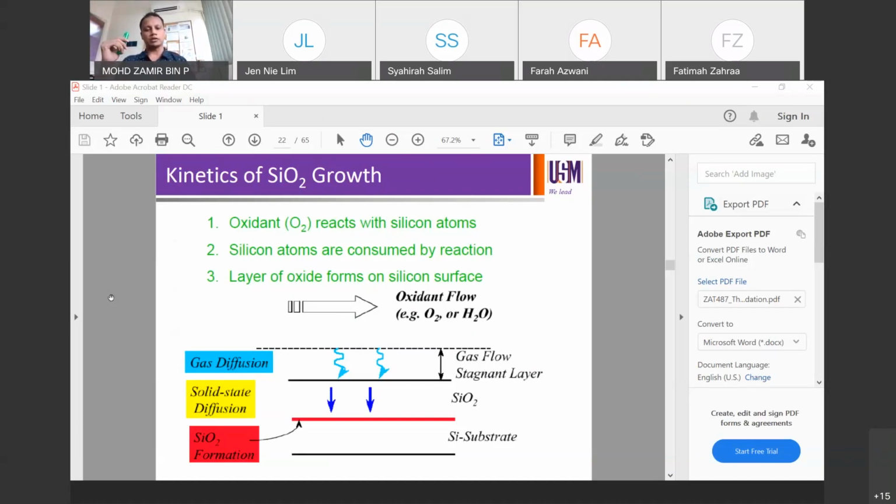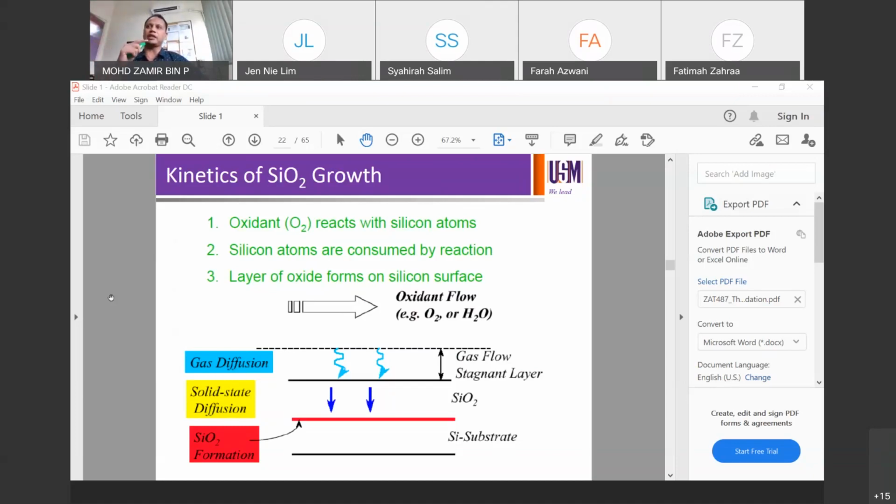And then what's going to happen next is silicon atoms are going to be consumed by the reaction as per the 55-45% rule just now. So we're going to see that the silicon dioxide actually grows into the silicon to be able to produce SiO2, and eventually a layer of oxide forms on the silicon surface.